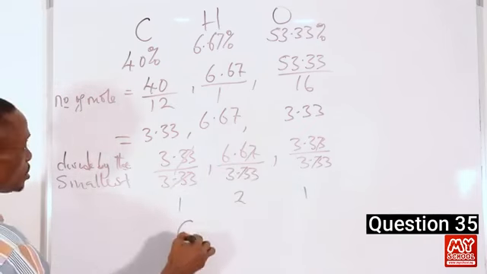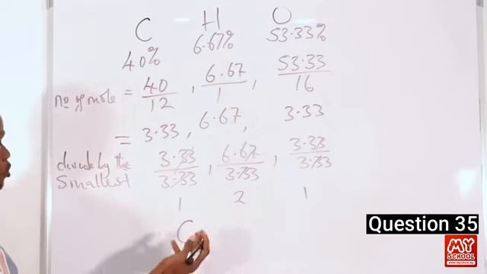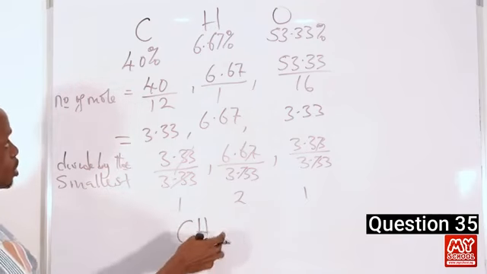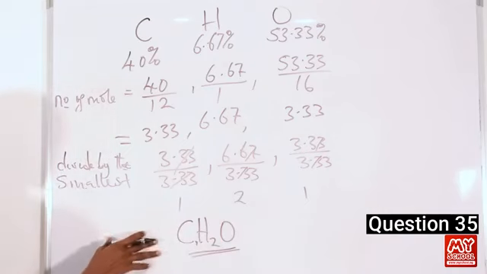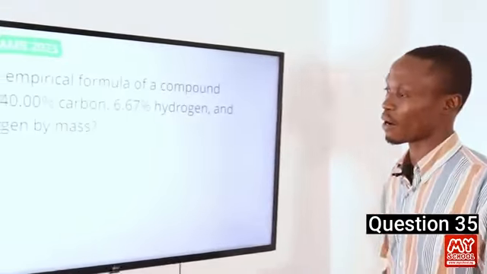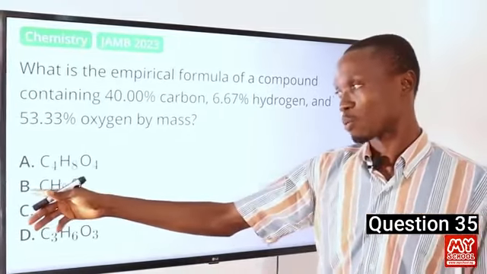So this becomes C. Of course, we have 1 here, which is negligible if we don't even write it. Then we have H2. Of course, we can't neglect 2. Then we also have O. So this becomes the empirical formula of the compound, CH2O. Let's move over to the screen to pick the correct answer. From our calculation, we got CH2O, and that is option B.